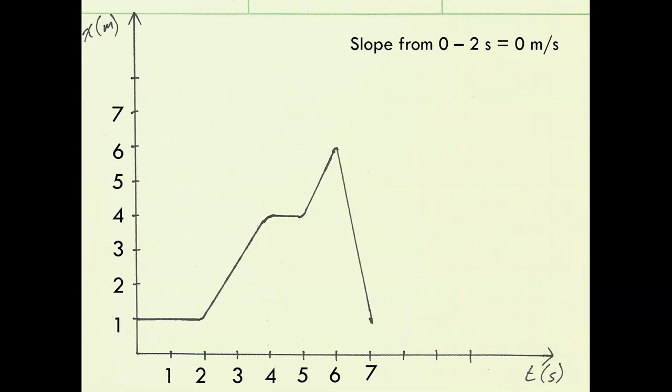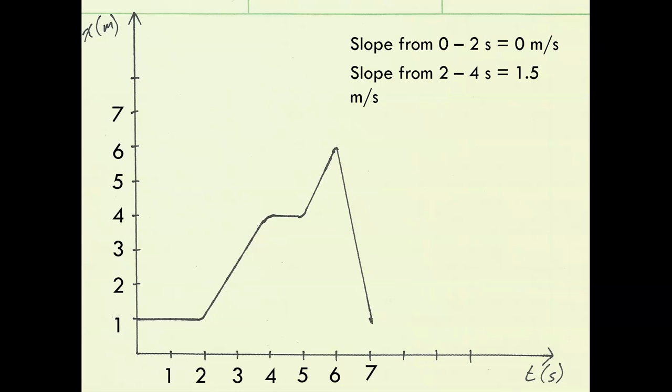Now, from 2 to 4 seconds, 1.5 what? Meters per second. That's correct, because we have a rise of 3 meters. The displacement is 4 meters minus 1 meter, final position minus initial position. Our time interval is 2 seconds, so it becomes 3 meters divided by 2 seconds, which gives us 1.5 meters per second.